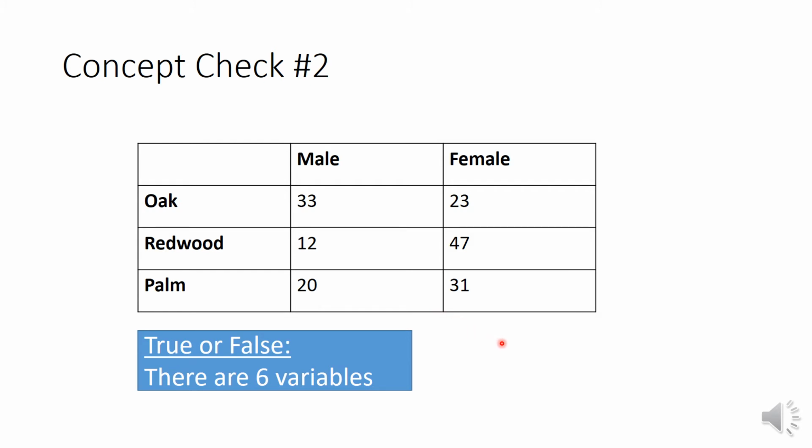All right. Okay, so the answer is that's going to be false. We have 2 variables. One of them is going to be the gender or sex of the tree, and the other one is going to be the type of tree or the species of tree that we're looking at. So we only have 2 variables here, not 6.